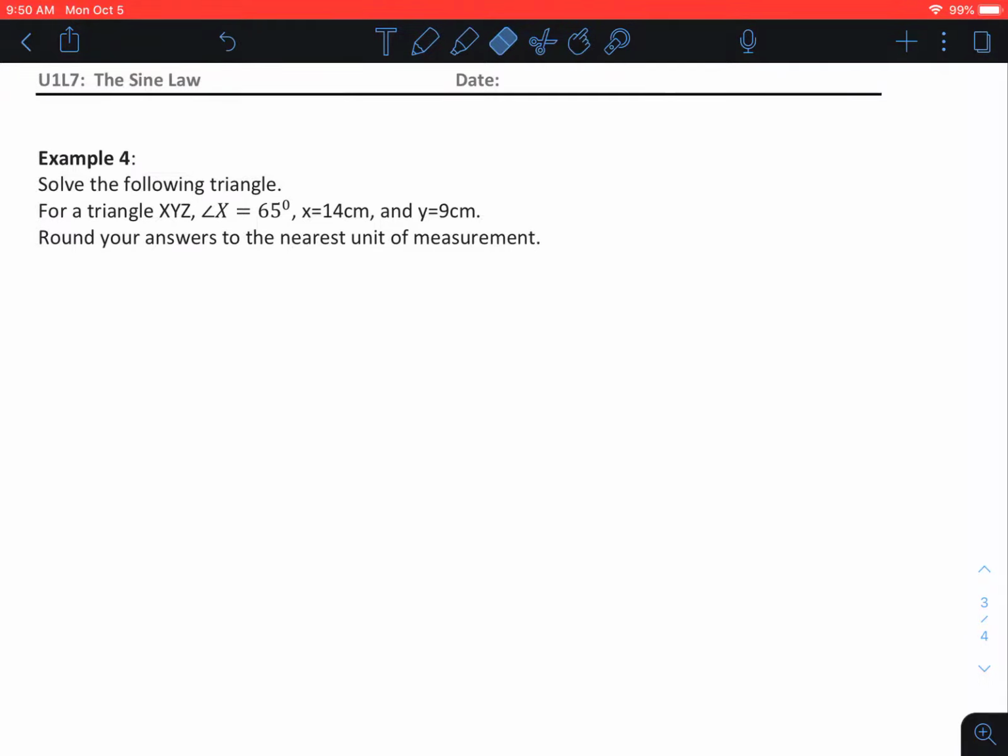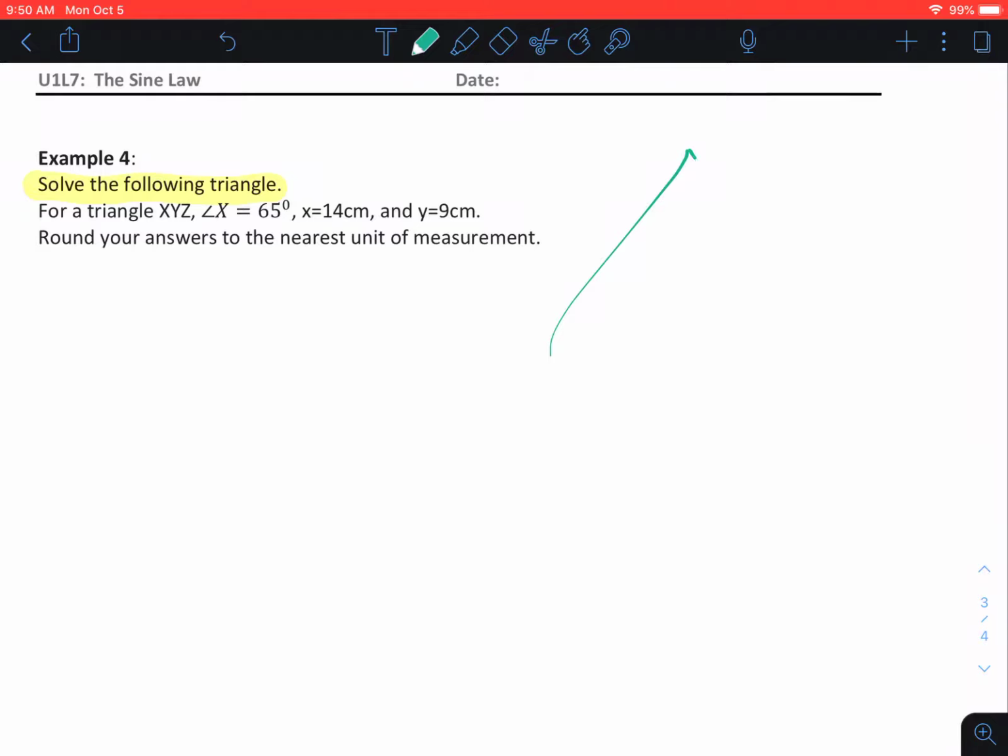Hello everyone. Let's take a look at an example of how to use the sine law to solve a triangle. Whenever a question asks you to solve for a triangle, what that means is to find all the sides and all the angles. In this question, we have a triangle called XYZ. Angle X is 65 degrees, side X is 14 centimeters, and side Y is 9 centimeters.